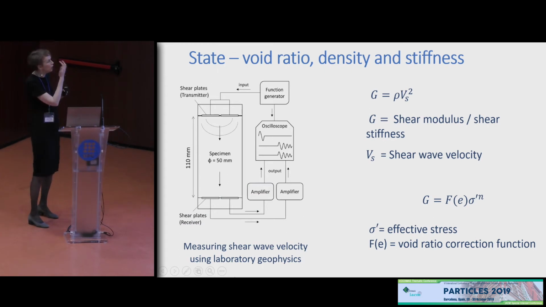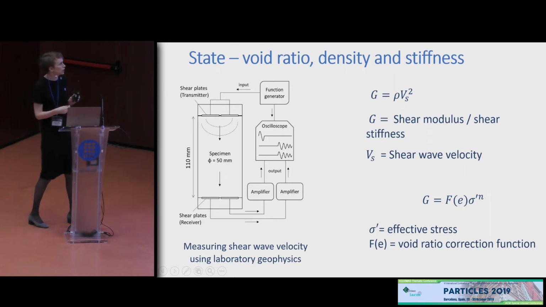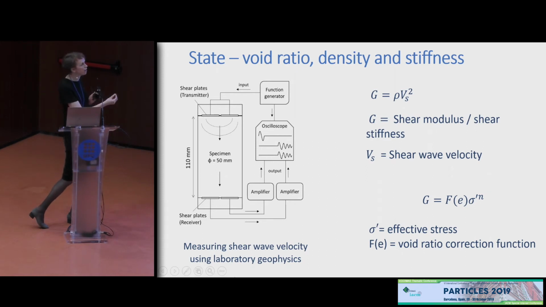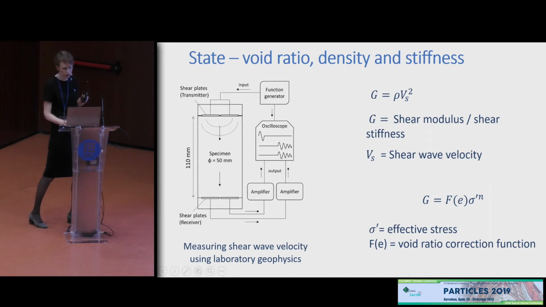For example, when we're interpreting geophysics tests in the laboratory to estimate stiffness, we relate our stiffness to our shear wave velocity using the bulk density. And then when we're trying to predict how our stiffness will vary with packing density and stress level, we have what we call a void ratio correction function that describes how density affects stiffness.